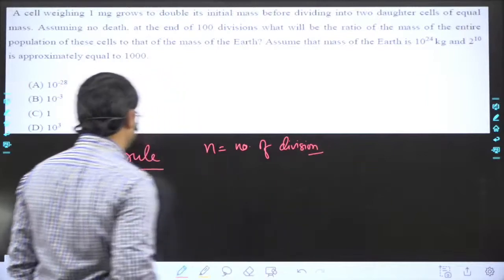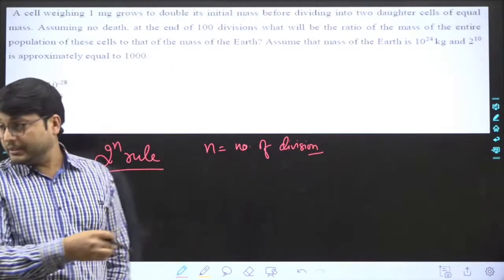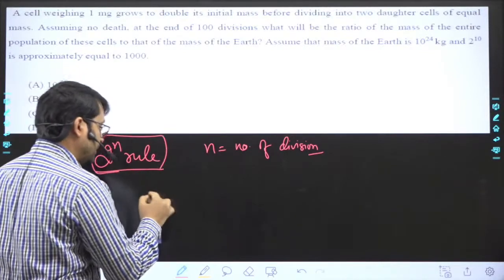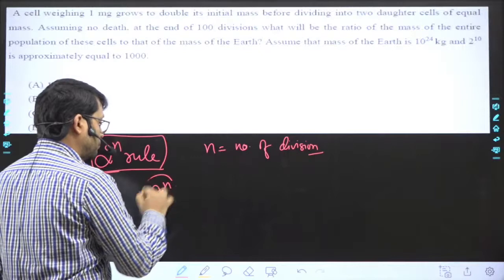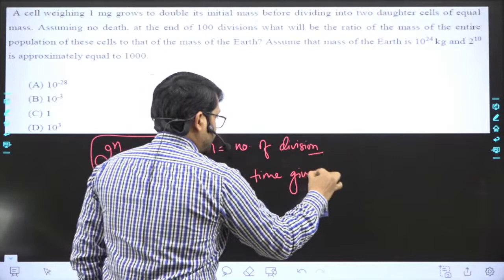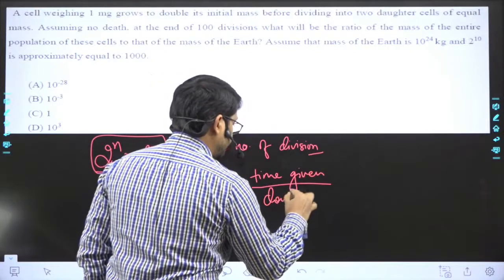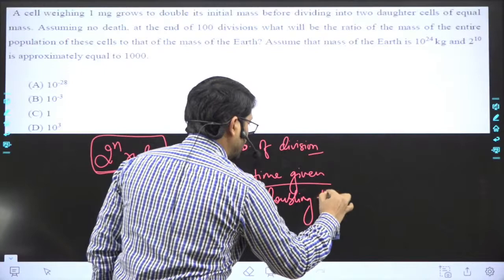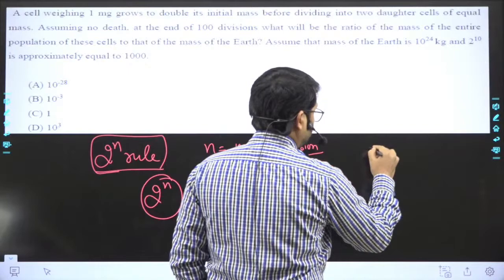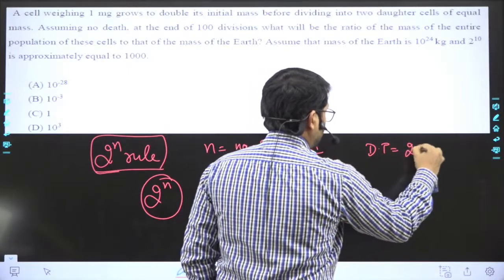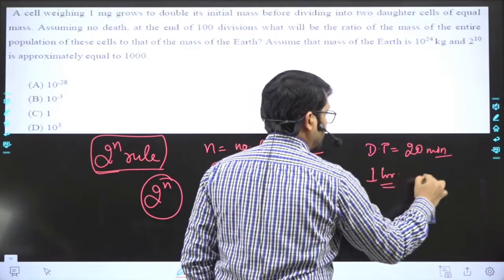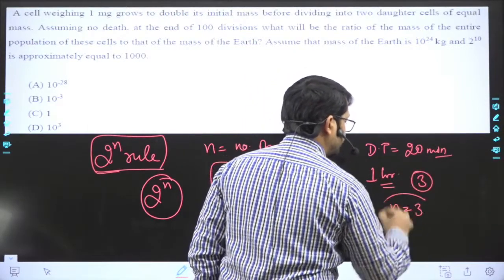तो कभी भी ऐसा पूछे कि after a certain time what will be the number of bacteria, the answer would be from this rule. जो भी आपका initial number है, 2 to power n करिए. n कैसे निकलेगा? n will be time given upon doubling time. So suppose एक बैक्टीरिया है जिसका doubling time is 20 minutes. तो 1 घंटे में वो कितने बार डिवाइड करेगा? 3 times. So n will be 3. समझ में आ रहा है?